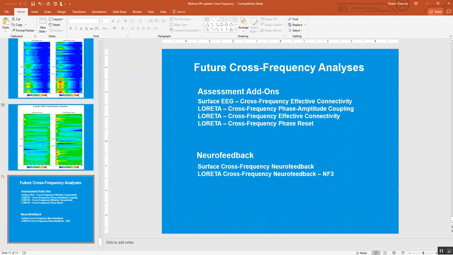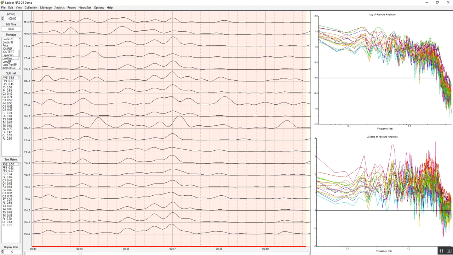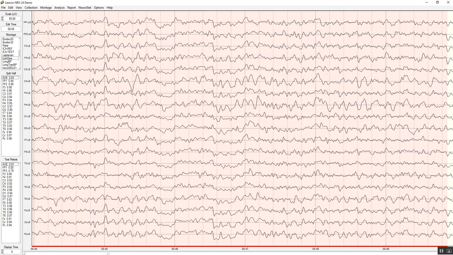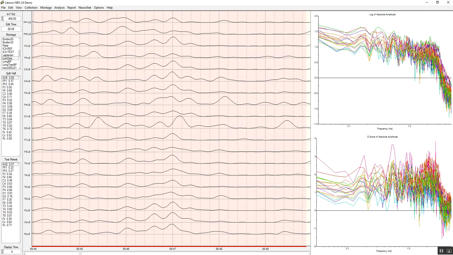Now, let me just briefly show you NeuroGuide so you can see how we do this. Here's the Bi-Spectrum. I've already edited this data. I'm going to click View, Dynamic Bi-Spectrum. We'll look at absolute power. And so here's the 0.03 hertz. This is 0.1 hertz. You can see it's fairly flat up here because this is the glial interface and blood ATP interface. And now you get 1 over F happening at about 1 hertz. And these are the Z-scores.